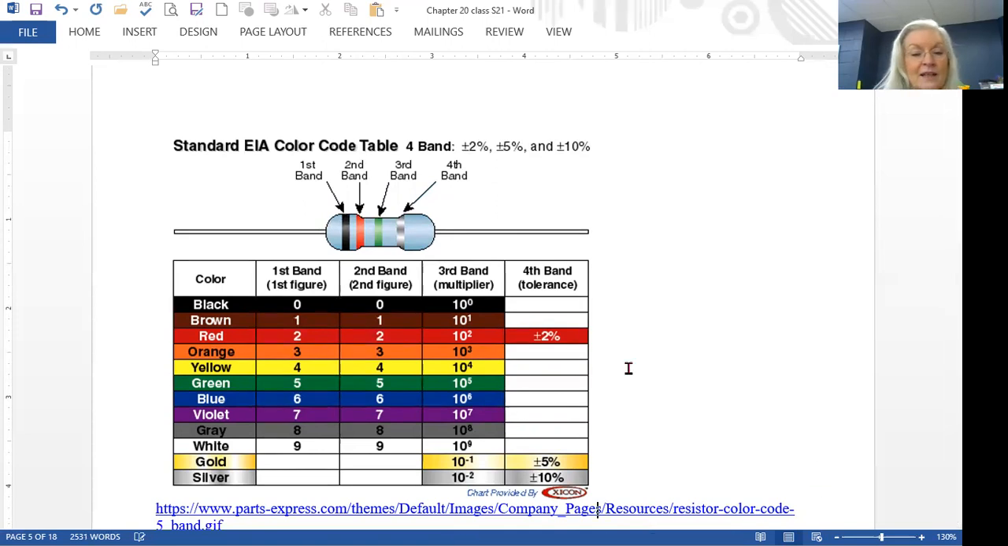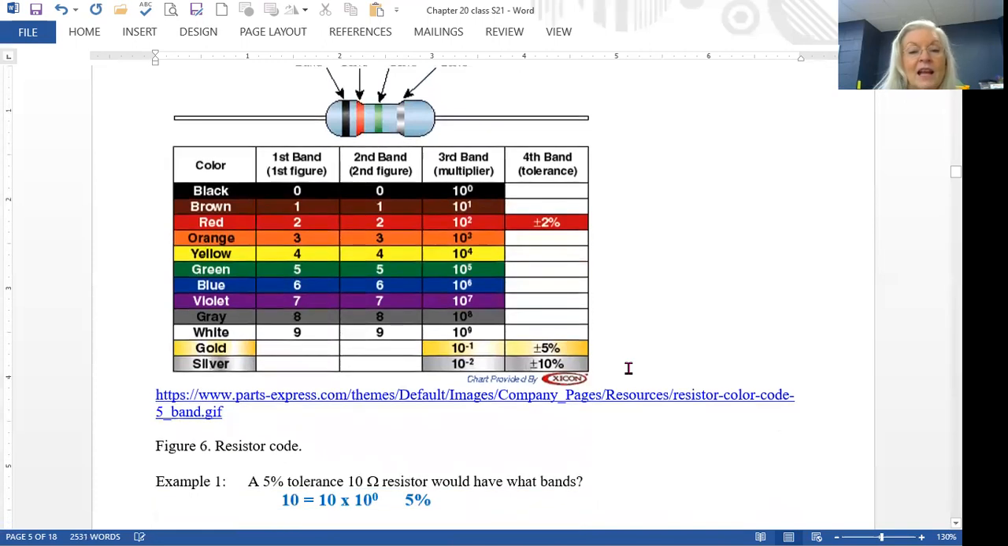All right, let's come down and look at a 5% tolerance for a 10 ohm resistor. So we have to write 10 in terms of 2 digits times 10 raised to a power. And so 10 is just 10, but because we want our times 10 to equal the number 1, we'd have to have a 0 as our exponent. 10 to the 0 power is the number 1. So we'd have to rewrite 10 as 10 times 10 to the 0, and 5% is just 5%.